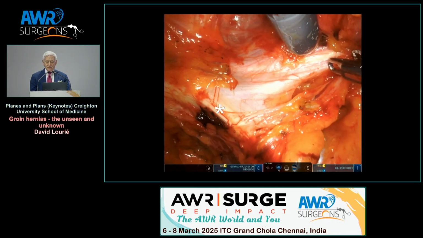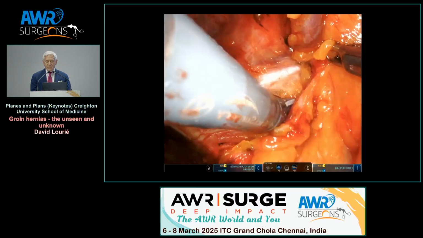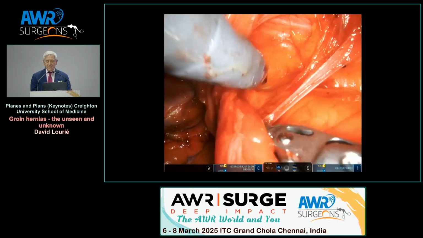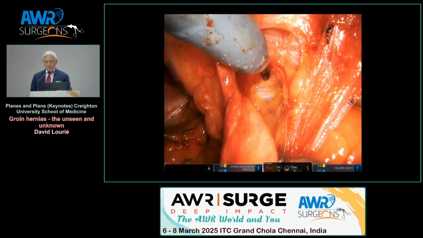Right side, Cooper's ligament. This is the base of the iliopubic tract near the femoral opening. We're going to follow that out laterally, so I'm going to get in front of, anterior to the vessels, to find the iliopubic tract laterally, and there it is, just lateral to the vessels.